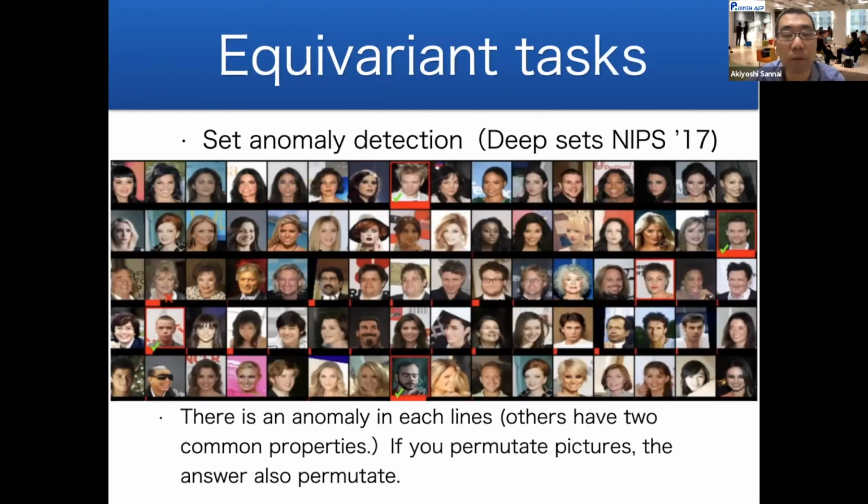The first example of a task is an equivariant task. This is set anomaly detection. In each line, there is an anomaly.